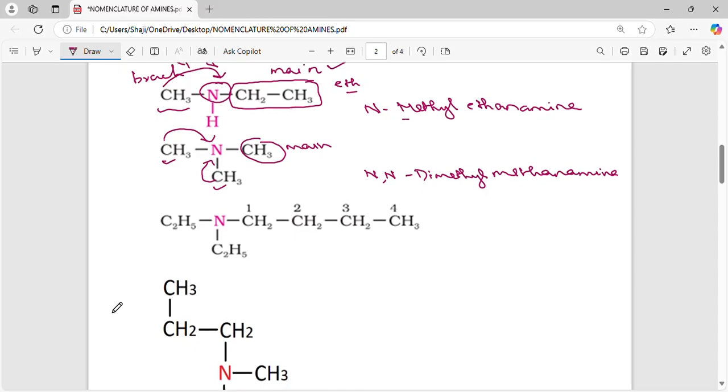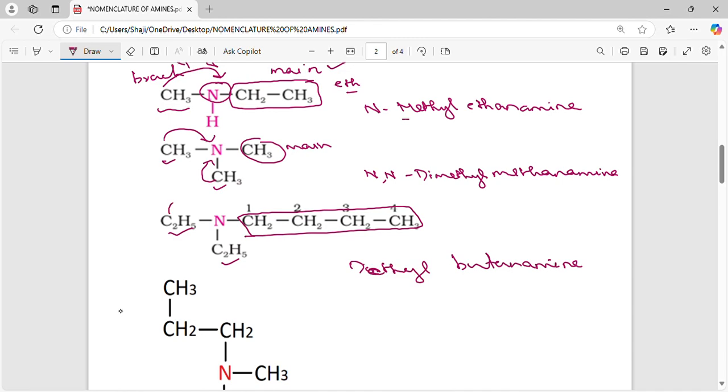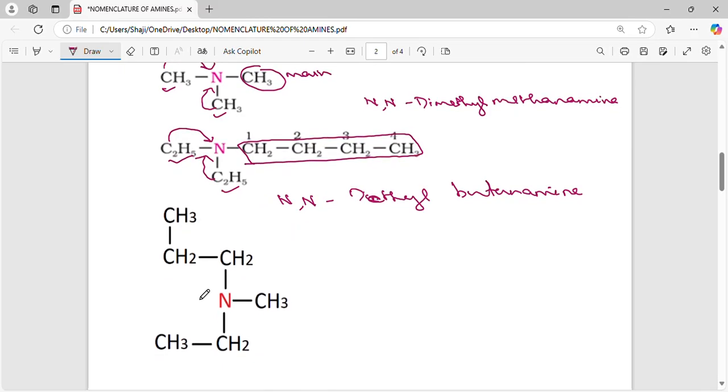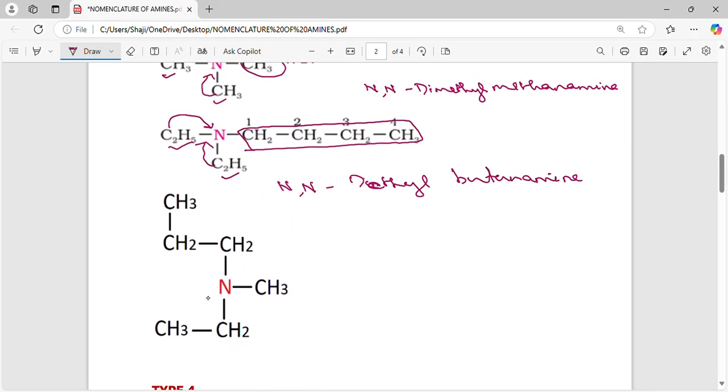Okay. Next, here you see there are four carbons in the main chain. Because of four carbons, we call it butane, AN because of the single bond and amine because of the NH2 functional group. So butanamine is the main name. And these are the two branches, ethyl. There are two ethyl groups, so it is diethyl. And where is this diethyl attached? It is on the nitrogen atom. So N,N-diethyl. Because of two branches, we have to say N two times. N,N-diethylbutanamine.